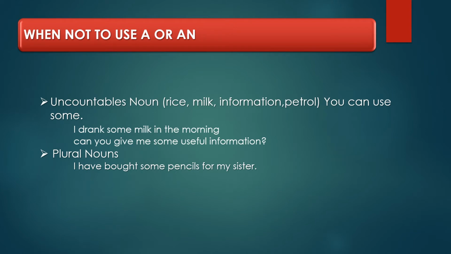Now, when not to use a or an. We have understood when to use a or an. We have understood the rules. But now we are studying about when not to use them. It will not be used with uncountable nouns and with plural nouns. First of all, my question is, what is an uncountable noun? Uncountable nouns are those nouns which cannot be counted. Right? For example, rice, milk, information, petrol. These cannot be counted, so they are considered uncountable nouns.